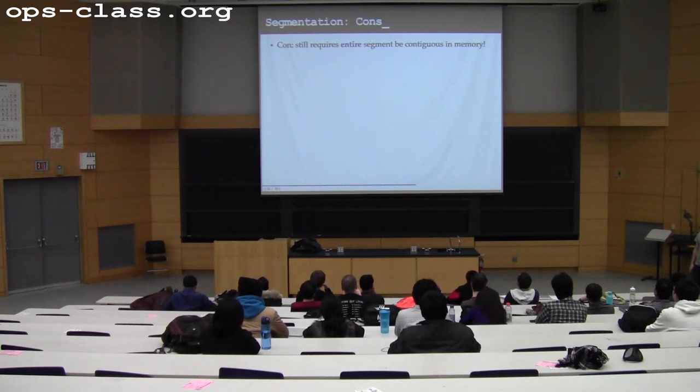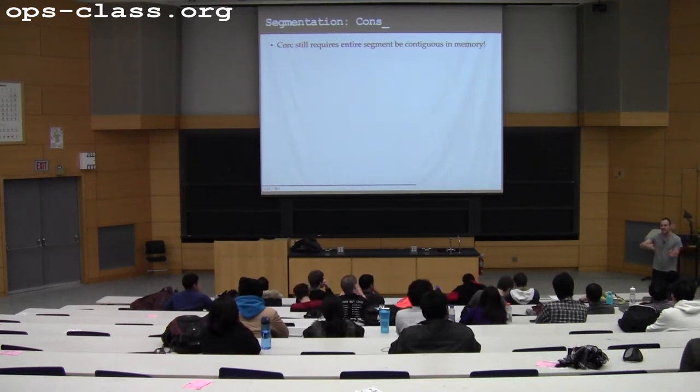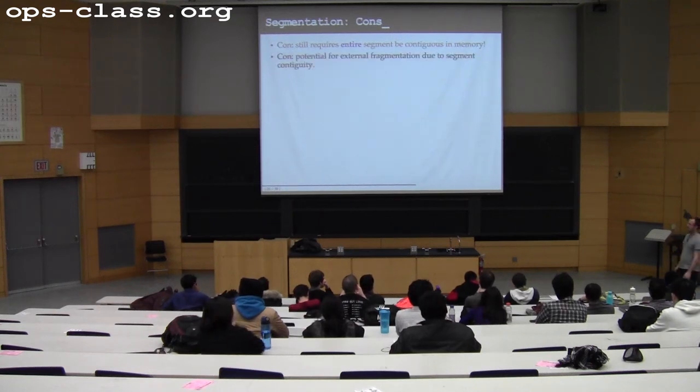But the real problem here, so this is a great problem about having this potential for external fragmentation. But the real problem is I still require the entire segment be contiguous in memory. I'm covering the entire code segment with a single chunk of physical memory. Or even worse, I'm covering the entire heap with a single chunk of physical memory. And so if the process is using a little bit of its heap, all of the heap is still there.